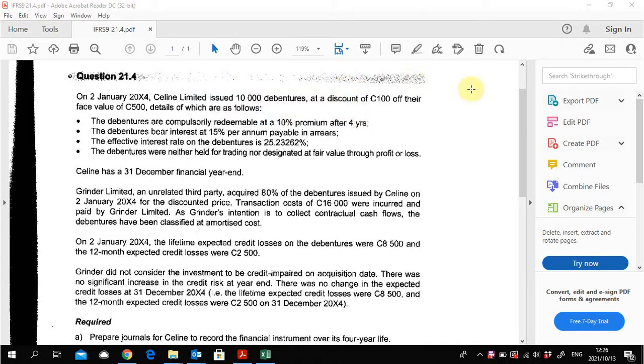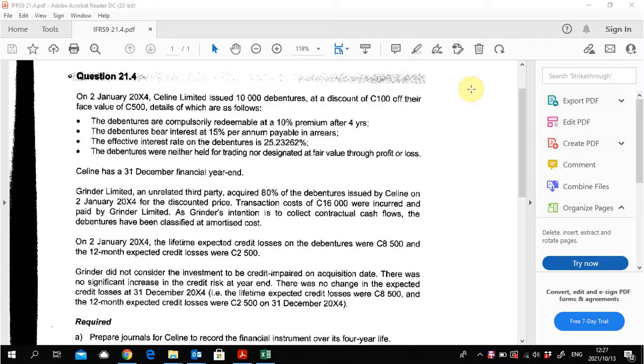This is question 21.4 that I want us to look at in terms of IFRS 9. It's a very nice question in my opinion. I chose it because it tests the perspective of both the issuer as well as the purchaser. So it asks you for journal entries if you are the issuer and it's a financial liability, as well as if you are the purchaser and now in your books it's a financial asset.